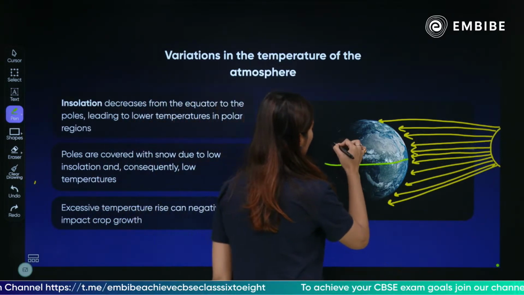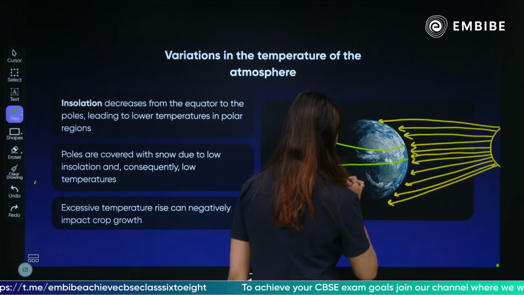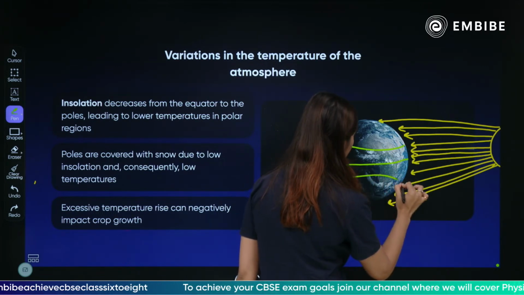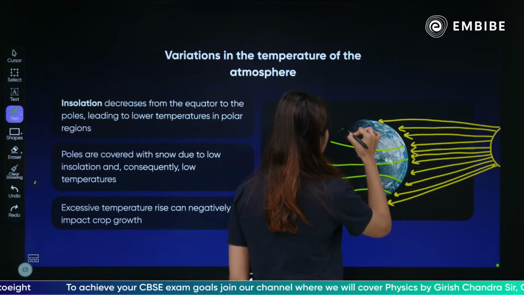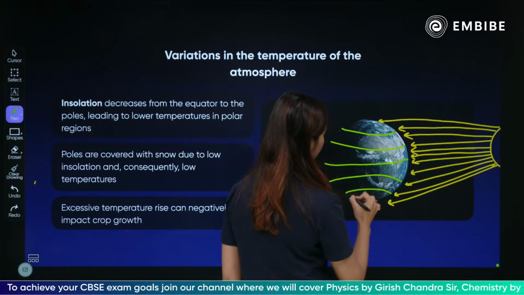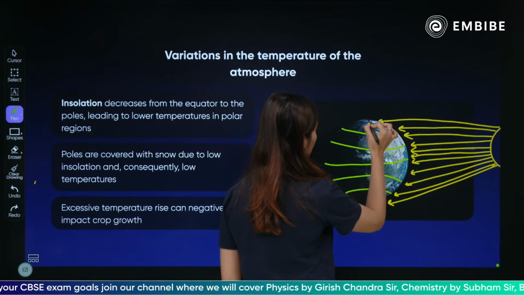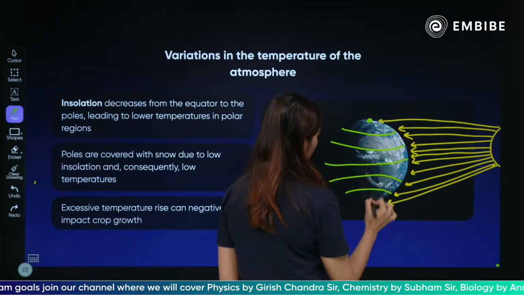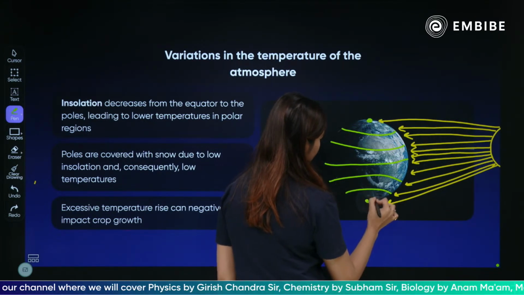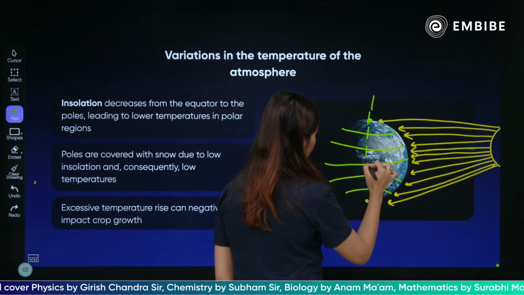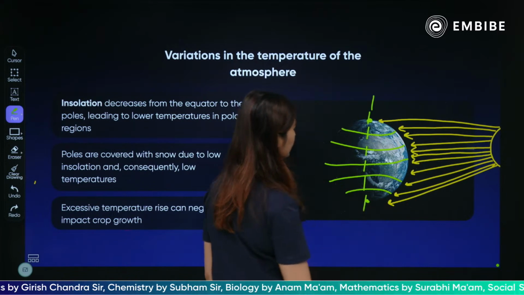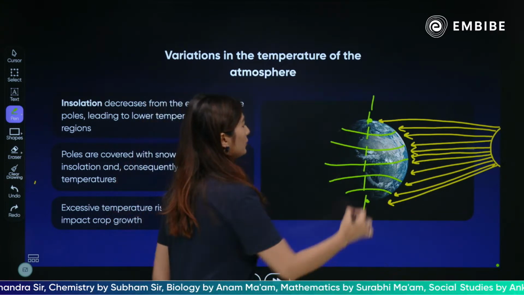Then you have this as Tropic of Cancer. This is your Tropic of Capricorn. This is your Arctic Circle. Somewhere around this is your Antarctic. This is your Antarctic Circle. This is your Arctic Circle. This is the polar region, where the poles will pass. Poles means the imaginary axis that we imagine. The poles where it is passing in the north and south.